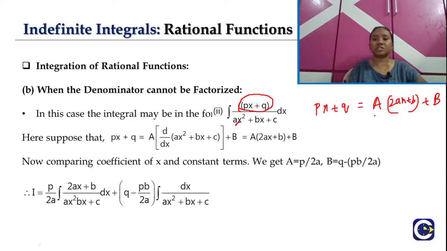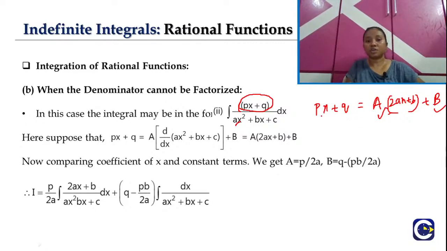So now, using the same funda, by comparing the coefficients of both sides of the equation, we end up having our capital A and capital B values. Yes or no? So when our denominator cannot be factorized and we have a numerator of the form px plus q, the step to follow is: px plus q can be written as capital A into the differentiation of the denominator plus capital B.